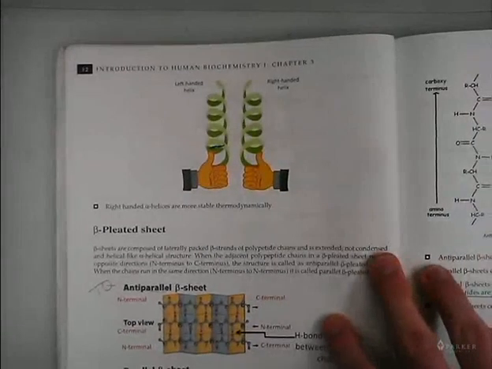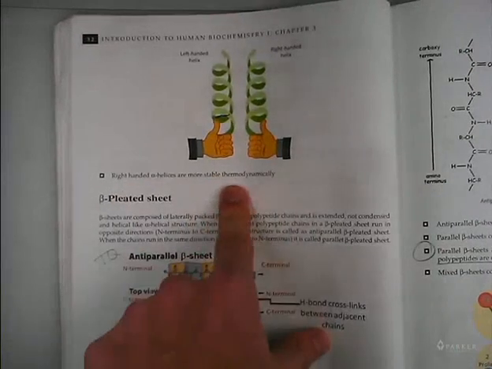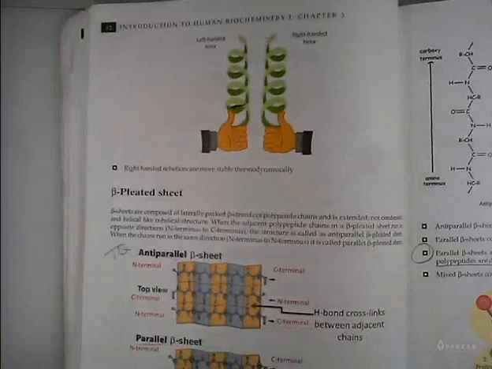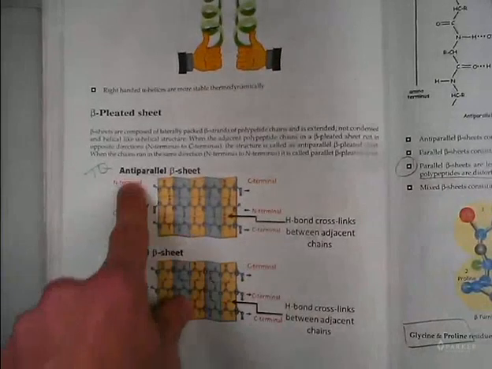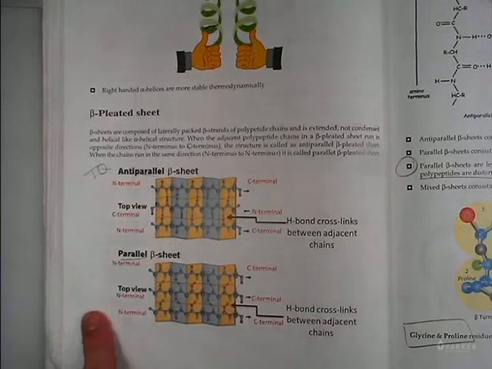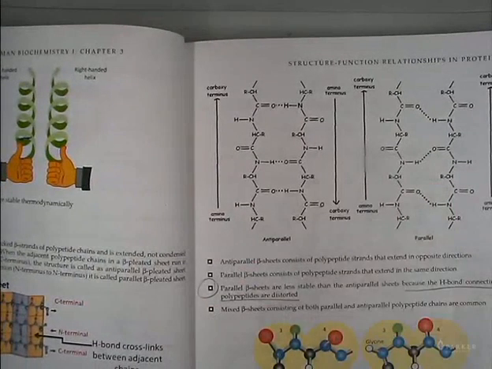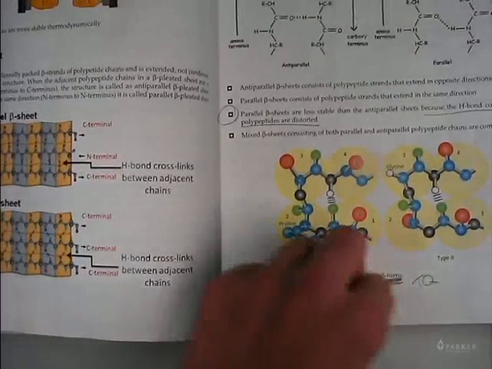Alpha helices, the right-handed ones are more thermodynamically stable. If you're not right, you're not right. Beta pleated sheets, anti-parallel is more stable than parallel, and that's just because of the different bondings. Glycine and proline are what form the beta turns.